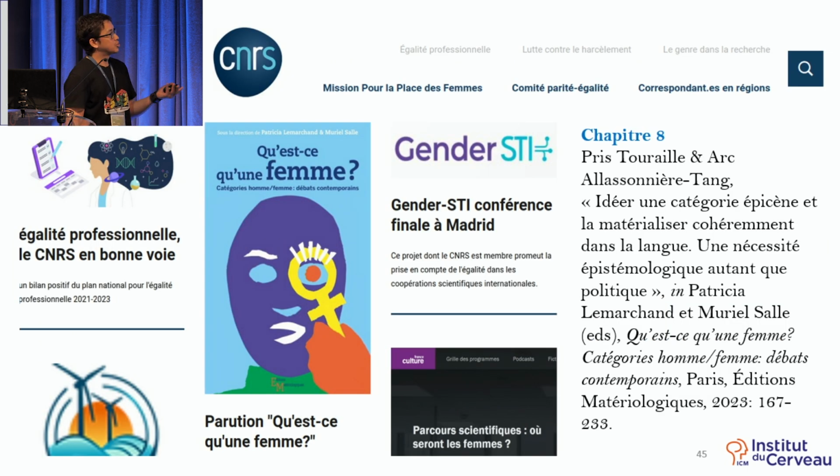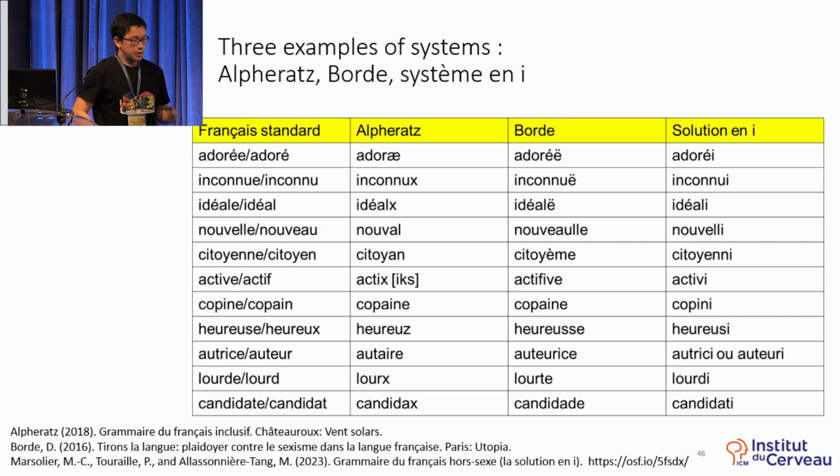This also relates to a lot of discussion about gender equality and how it's reflected in language, and that's one of the focuses of the CNRS. And this relates to the subject of the écriture inclusive, so inclusive writing, that has been mentioned.